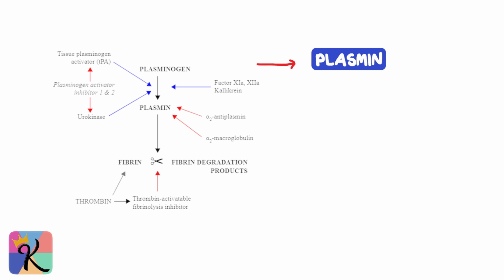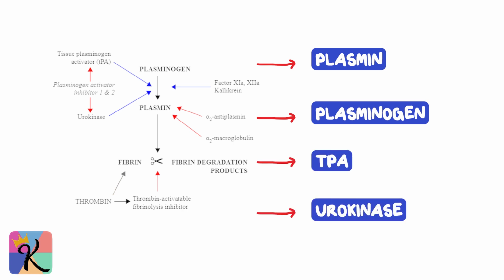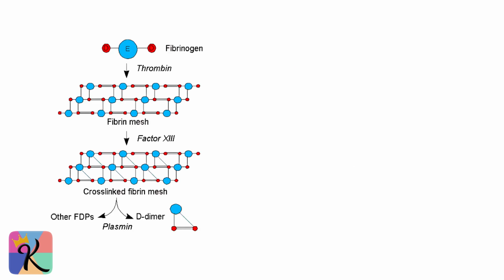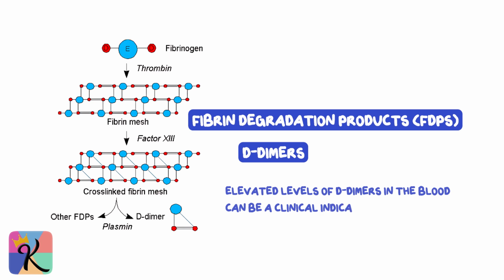Plasmin is formed from its inactive precursor, plasminogen, which is incorporated into the clot as it forms. Plasminogen is activated to plasmin by enzymes like tissue plasminogen activator, TPA, and urokinase, which are released from the endothelial cells lining the blood vessels in response to various signals, including the presence of a clot. Once activated, plasmin degrades fibrin into smaller fragments known as fibrin degradation products, FDPs, such as D-dimers. Elevated levels of D-dimers in the blood can be a clinical indicator of recent or ongoing fibrinolysis and are often measured to assess clot formation and breakdown in the body.